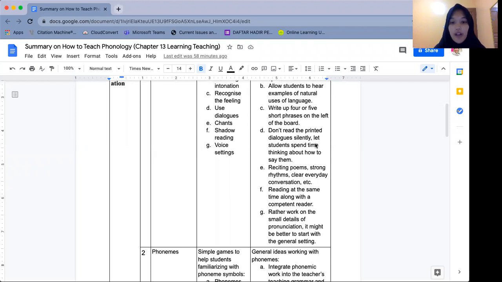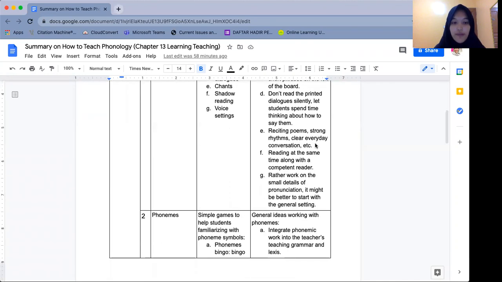Reading at the same time along with a competent reader. Rather than work on the small details of pronunciation, it might be better to start with the general setting.